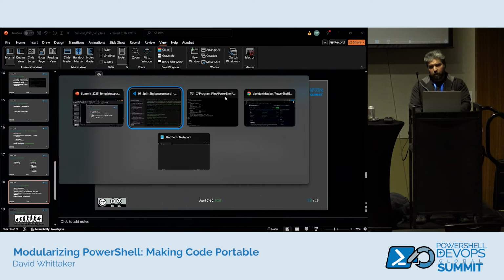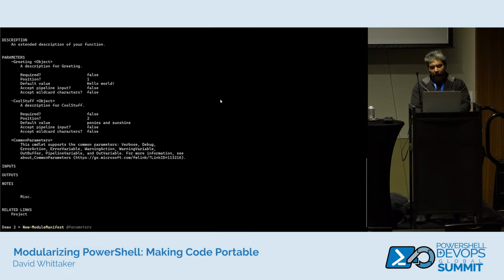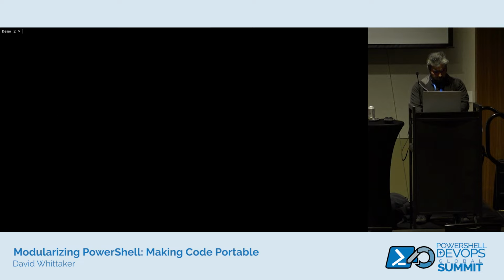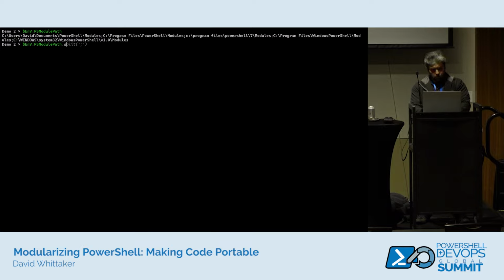So now we've created modules. How do we know where they are automatically? Well, there is an automatic variable called PSModulePath. And what this is, it's a semicolon separated values list of where PowerShell looks natively to find its modules.